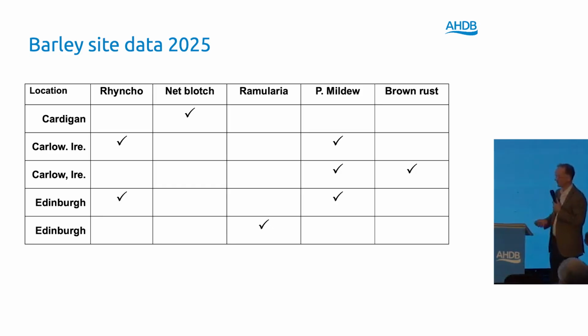What did we get from 2025? It was a tough year to try and get barley disease in trials, but we did manage to get some rhynchosporium data, a little bit of net blotch and ramularia information. We actually got some really good powdery mildew information for a change, which was nice, and a little bit on brown rust, so a broader spread than we sometimes see.